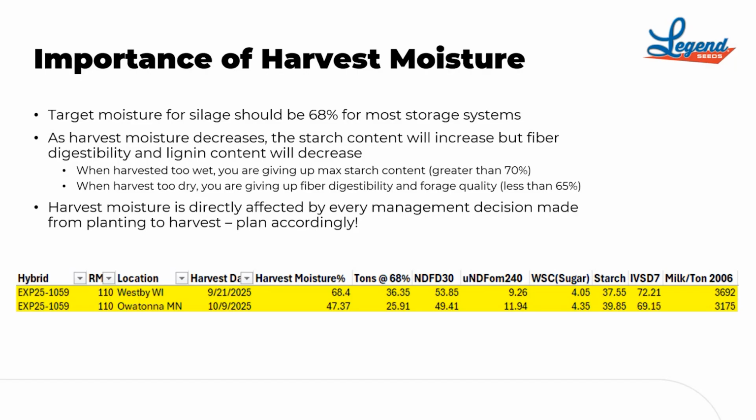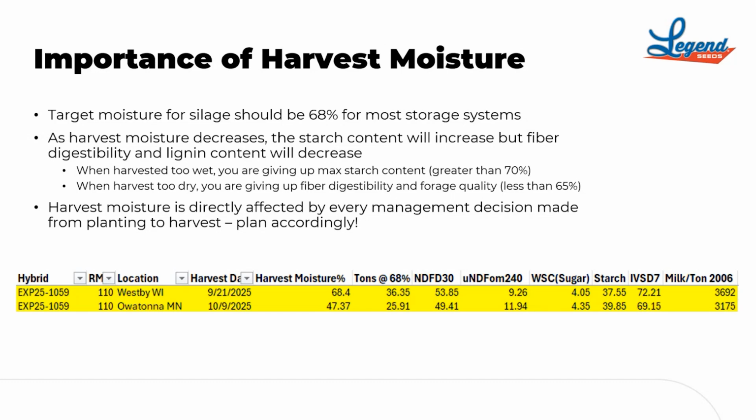Then what happens if the wheels fall off the bus? We had a plot in Owatonna that was harvested at 47% moisture. This was a one-off scenario. We had a frost, and it was the last thing the guy took off, so things got really dry. Don't focus on the tonnage; that's mainly a function of management and location. Look at the fiber digestibility. We lost 4 points in fiber by letting it get that dry. The uNDF went way up. Starch content went up a little, obviously, but that 2% starch increase does not offset a 4-point drop in fiber and a 2.5% increase in uNDF.